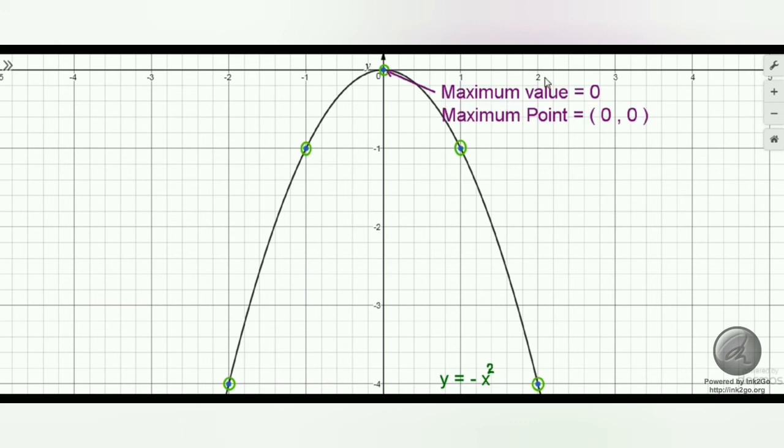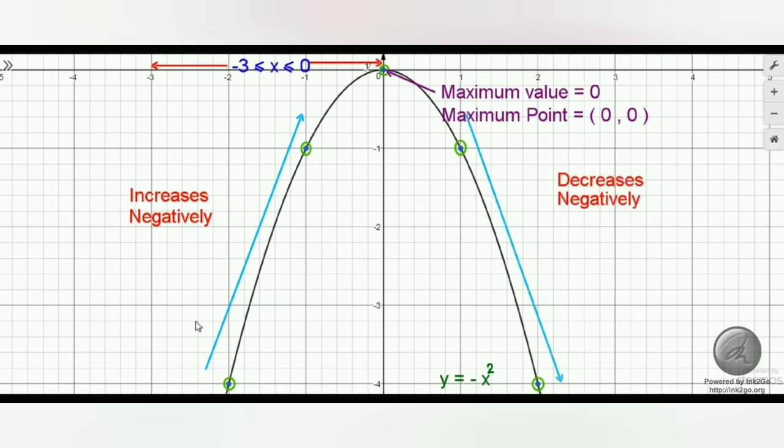This curve is a maximum curve and the coordinates of the maximum point are 0, 0 and the maximum value of the function is 0. The graph increases from negative 3 to 0. The function decreases from 0 to positive 3.